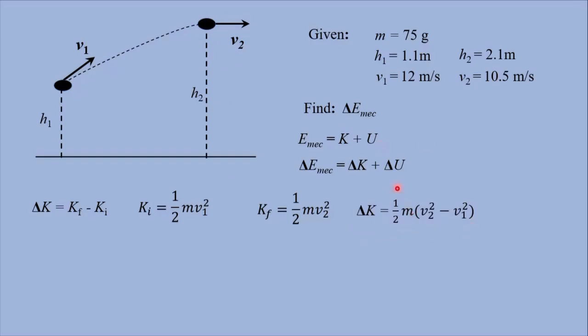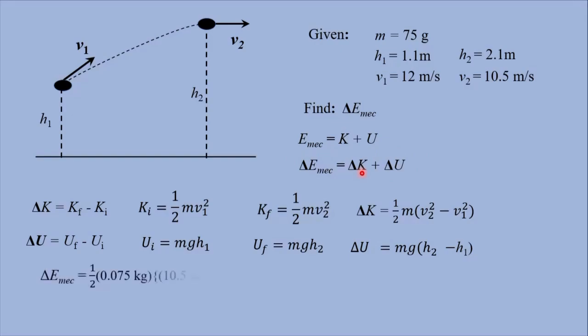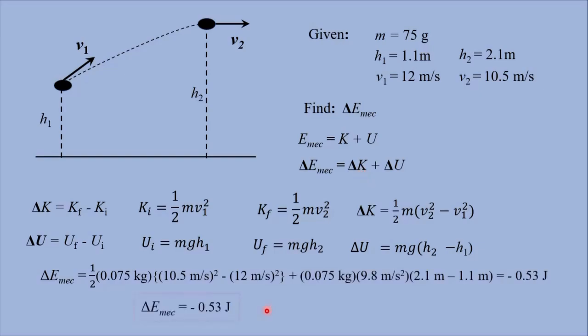Similarly, she calculated change of potential energy. Initial potential energy is equal mgh1, final potential energy is equal mgh2, and the difference is given by this equation. So all numbers we know, they are given here, and we can plug in delta K and delta U in this equation and make calculations. As a result, the change of total mechanical energy is equal negative 0.53 joules.